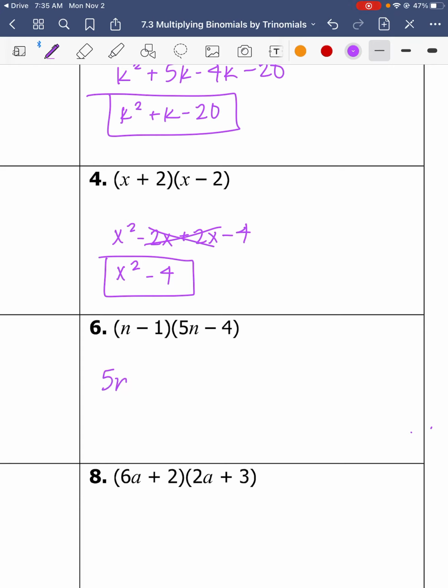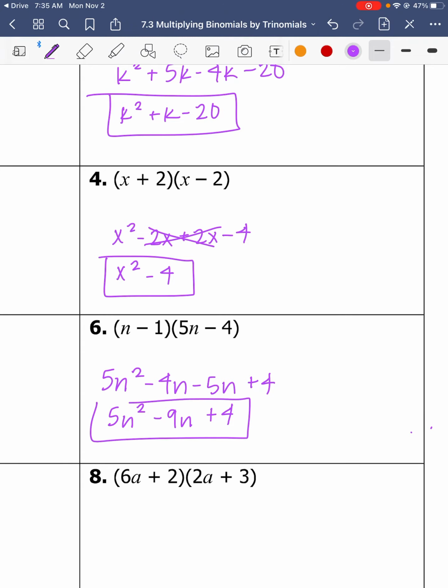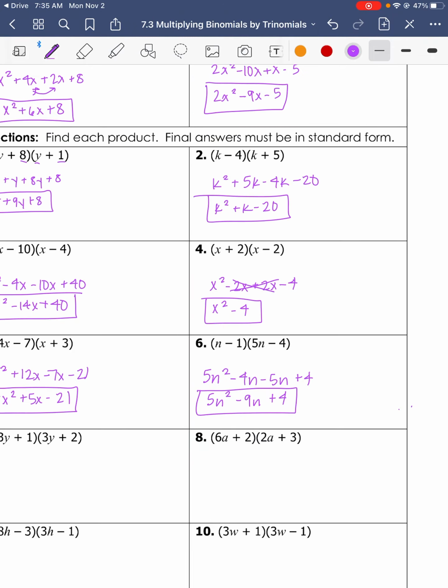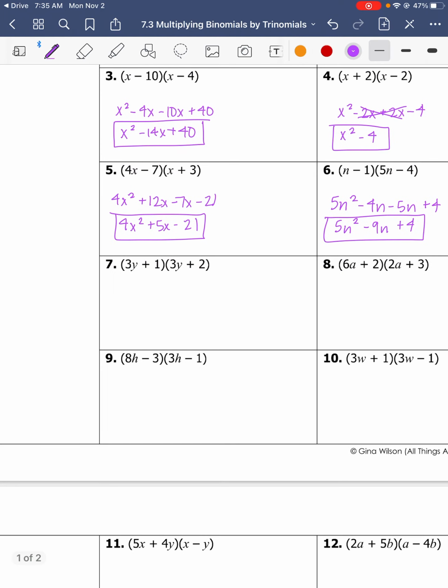First two, we have 5n squared, outer 2, -4n, inner 2, -5n, and last two, positive 4. Combining like terms, we get 5n squared minus 9n plus 4. These are all in standard form so far.